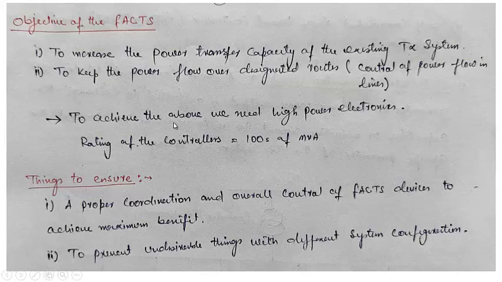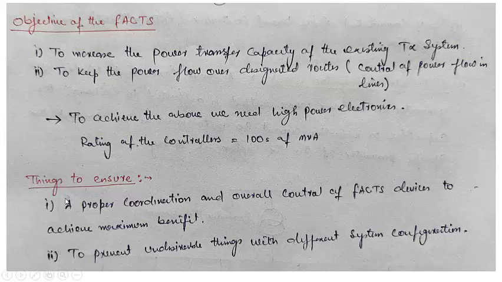So this is achieved by using high power electronics. The rating of these controllers will be hundreds of MVAs. So FACTS is actually a combination of power electronics and power system. Power electronic converters are used to control the power system devices.